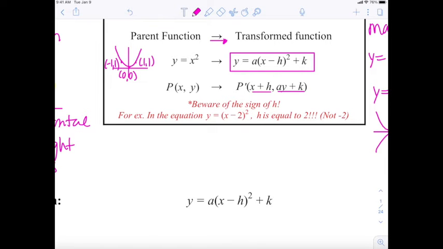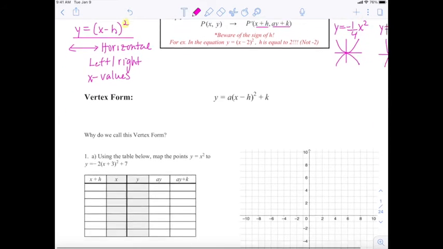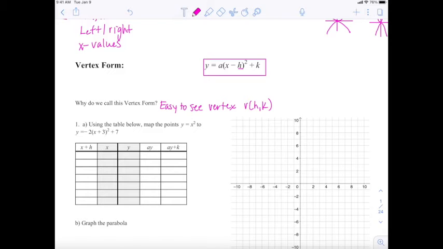I know that sounds like a lot, but we're going to do a bunch of examples now. And I want us to look specifically at what we call vertex form. So this is a parabola here in vertex form. The reason it's called vertex form is that it's easy to see what the vertex is. The vertex is very simply (h, k). So I look at what my h value is, I look at what my k value is, and I automatically know what my vertex is.